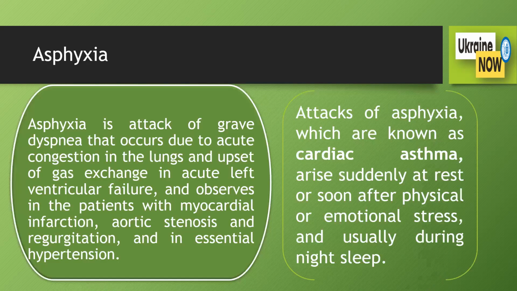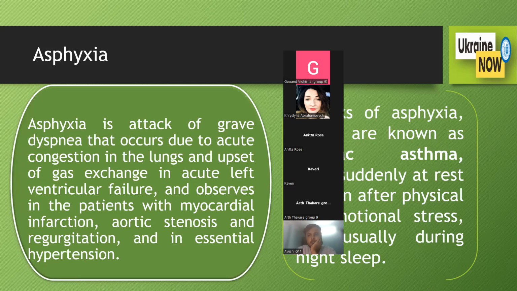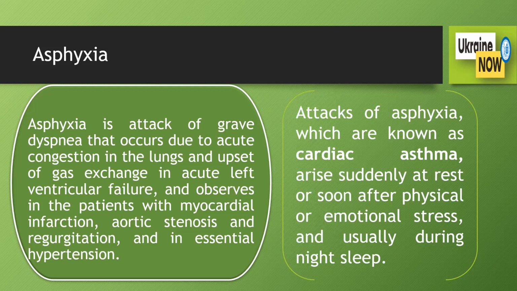Next is asphyxia. Asphyxia is an attack of grave dyspnea that occurs due to acute congestion in the lungs and upset of gas exchange in acute left ventricular failure, and is observed in patients with myocardial infarction, aortic stenosis and regurgitation, and also in some cases in essential hypertension. Attacks of asphyxia, which are known as cardiac asthma, arise suddenly at rest or soon after physical or emotional stress, and usually during night sleep.